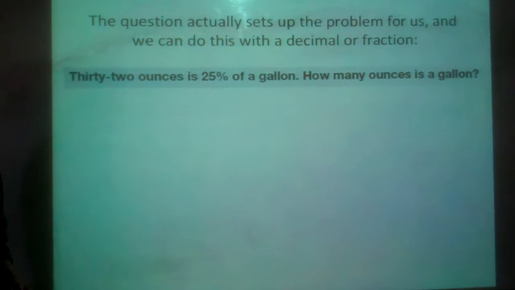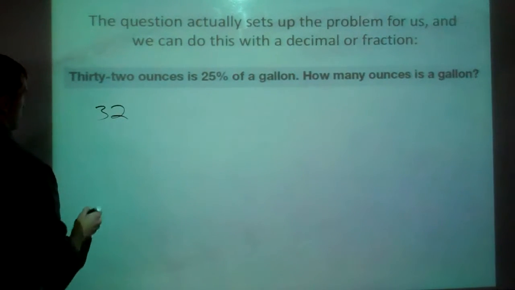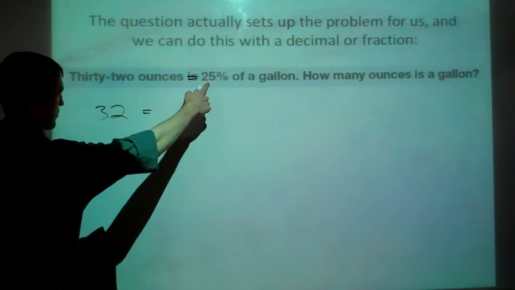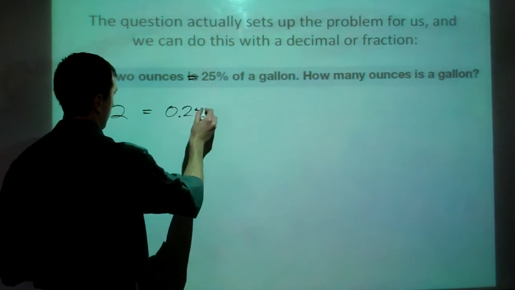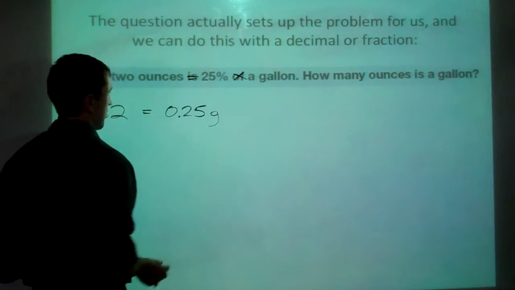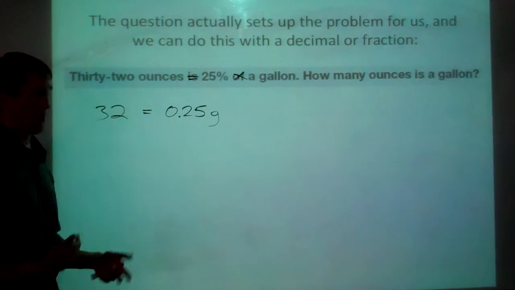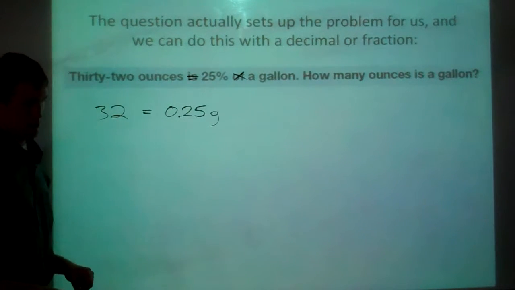I'm going to first set it up as a decimal. So 32 ounces equals 25%. 25% as a decimal is 0.25, of means multiply, a gallon. We'll use G for that. We are solving for G to figure out how many ounces are in a gallon. Okay, now we have an equation set up. We have 0.25 times G is 32.